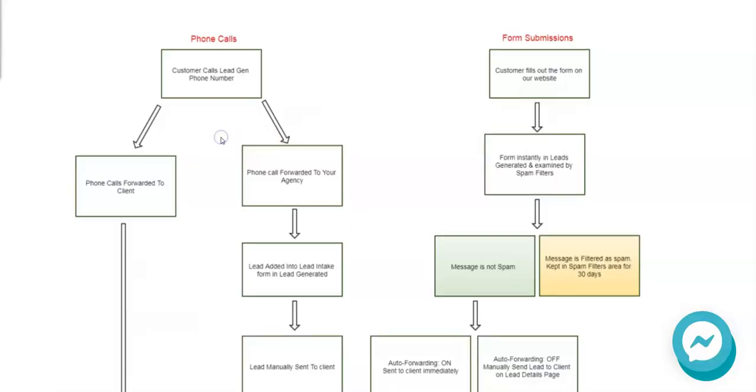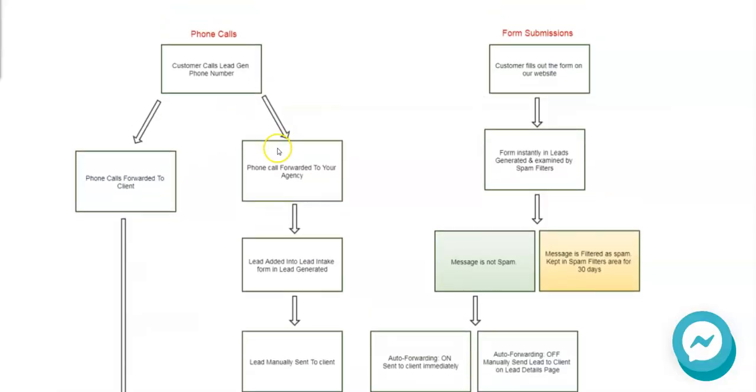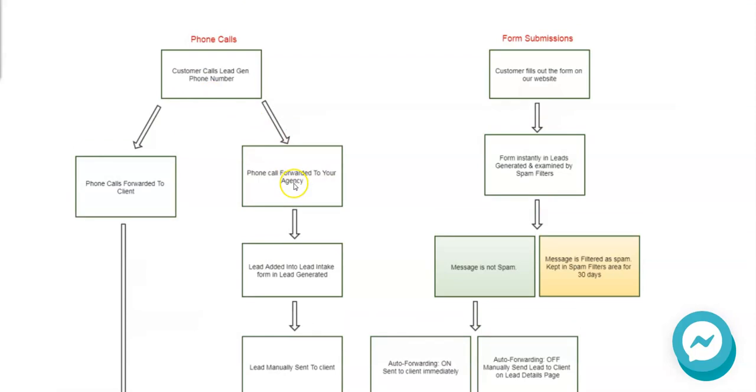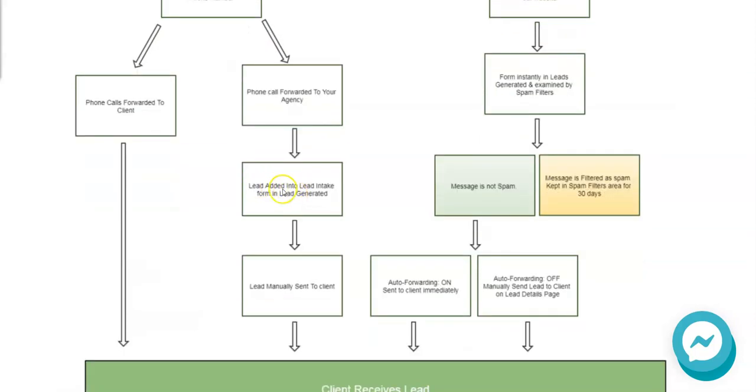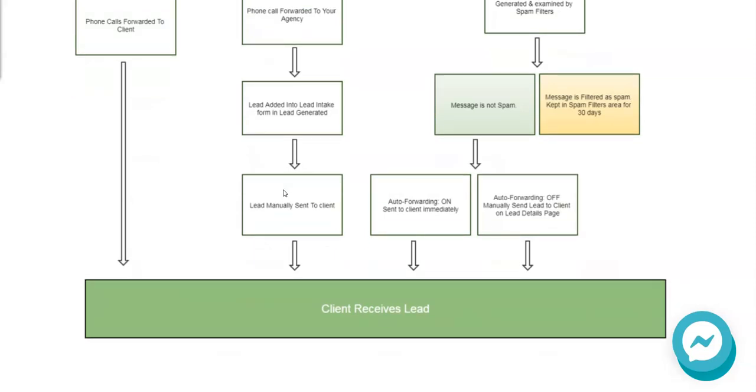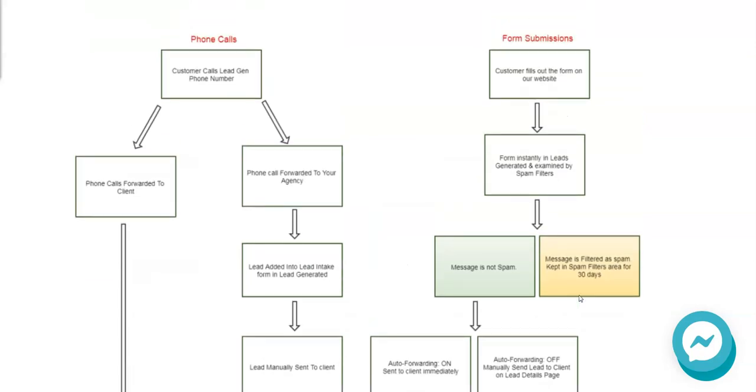Another common scenario for phone calls is to have it not directly routed to your client, but instead forwarded to you or someone on your team within your agency. We answer the call and gather the lead information, which we can enter into Lead Generated by clicking the Add Lead button. Next, we manually send the lead to the client, and you can see again the client receives the lead here. Now let's talk about the form submissions.